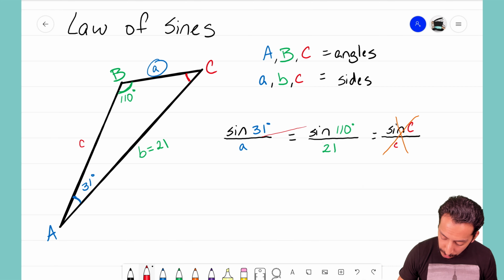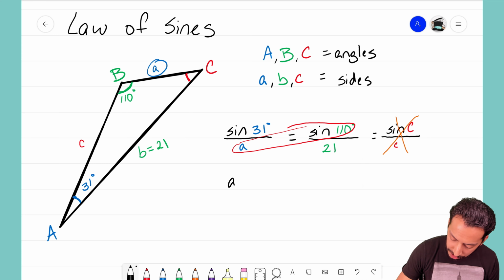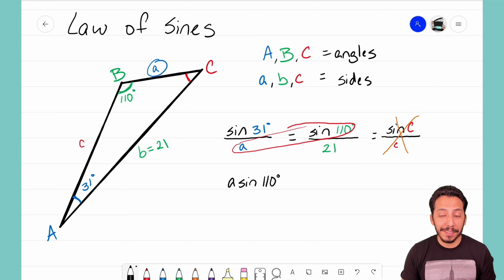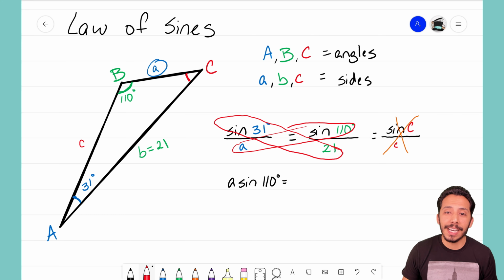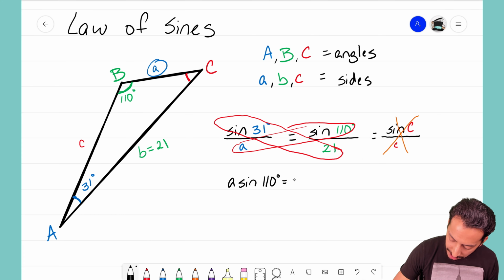I'm going to cross multiply this, so I see that I'm going to have A times sine of 110 degrees. That will become A times sine of 110 degrees equals, let's cross multiply the other side, 21 times sine of 31 degrees. That will become 21 times sine of 31 degrees.